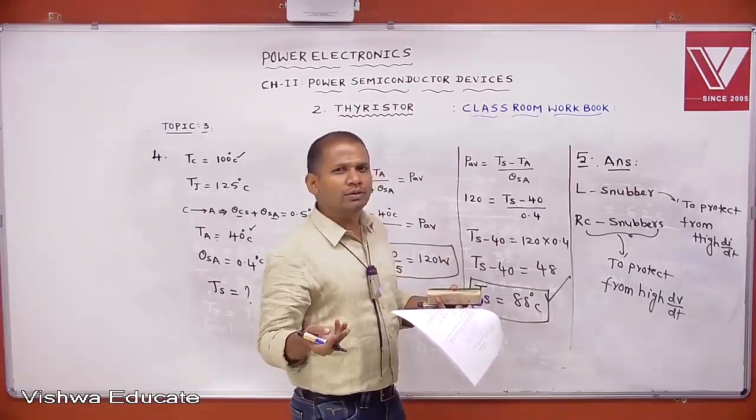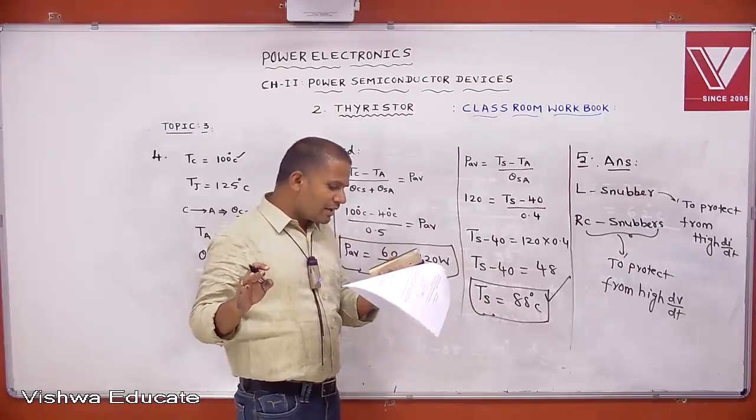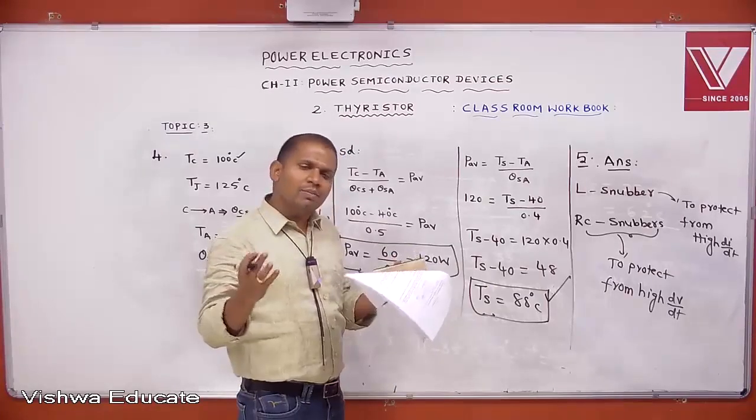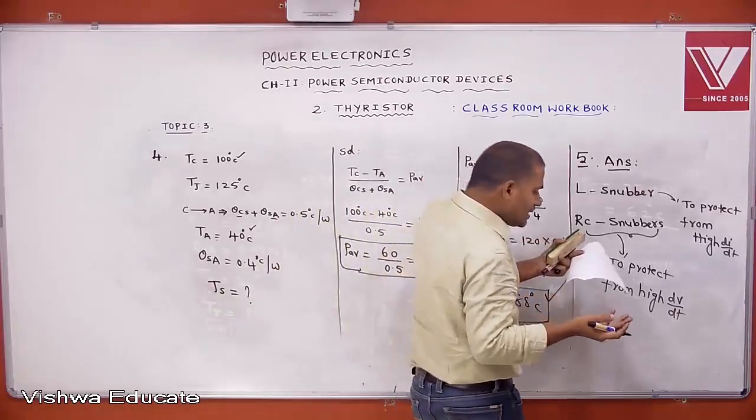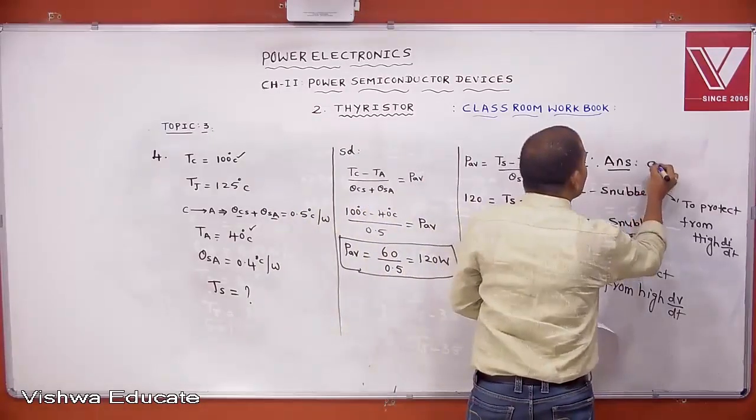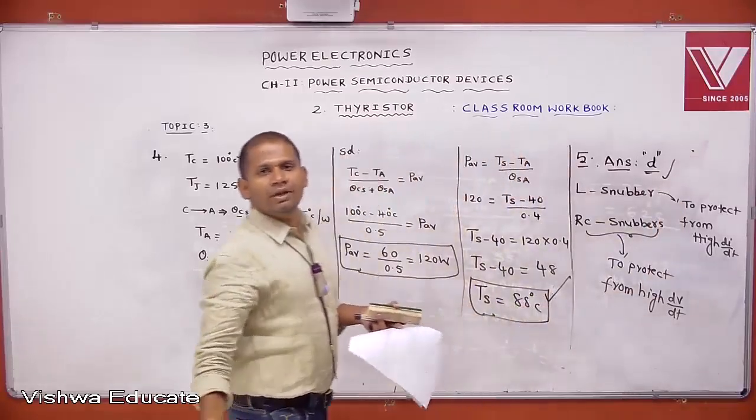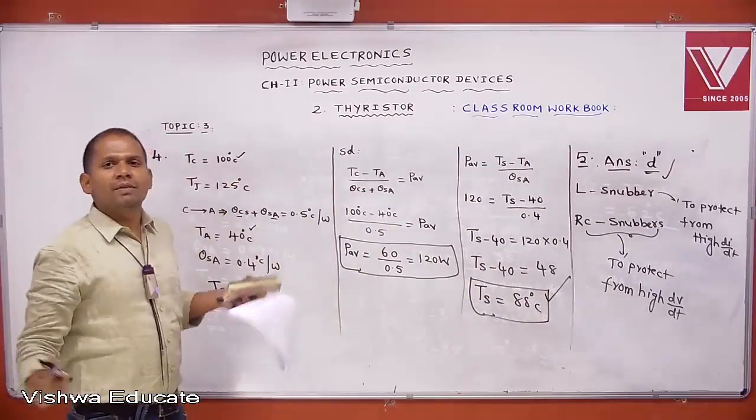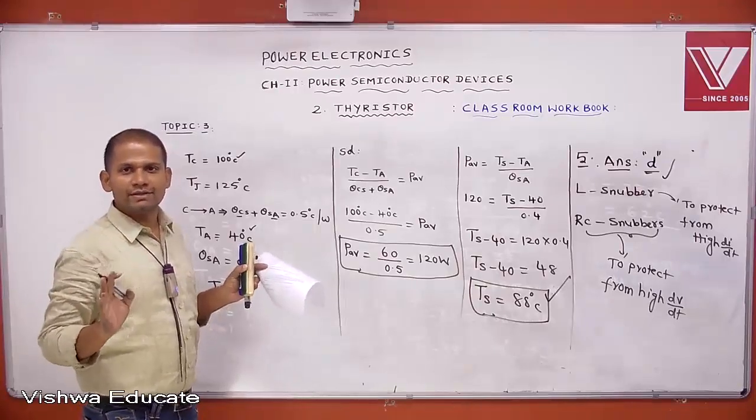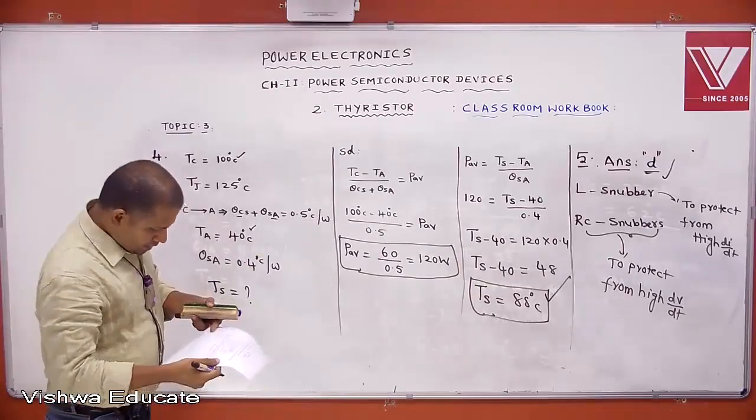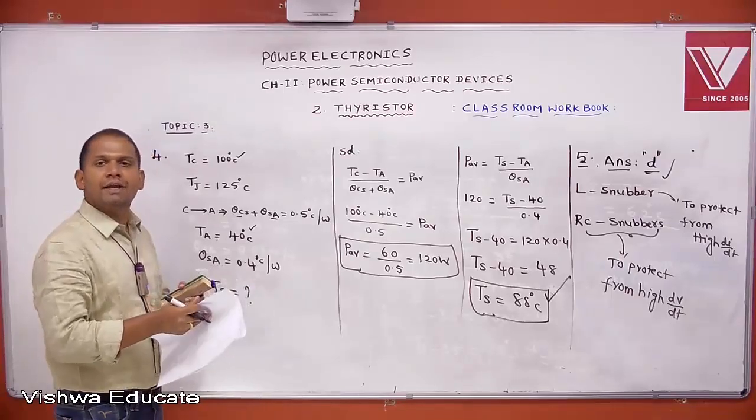Generally, I told you, snubber circuit means you take RC snubber circuit. But the snubber circuits may be L snubber circuit or RC snubber circuit. That's why option D is correct. You consider here L snubber circuit, but snubber circuit is mainly used for high values only, not for low values of change of currents. Clear? Option D is correct.